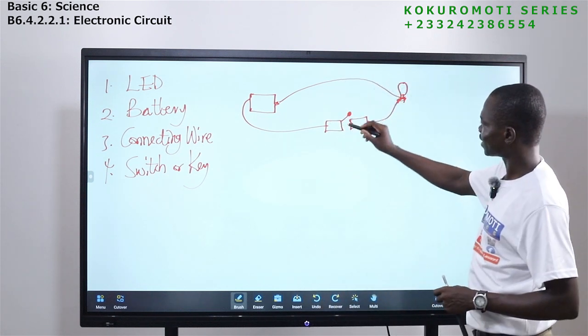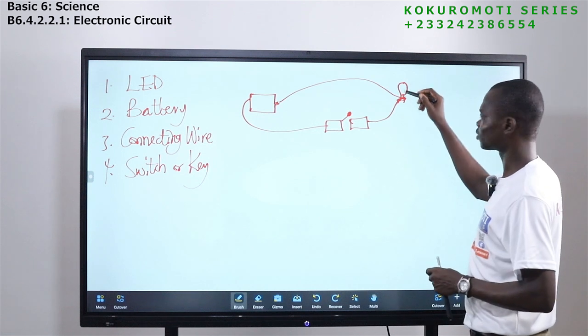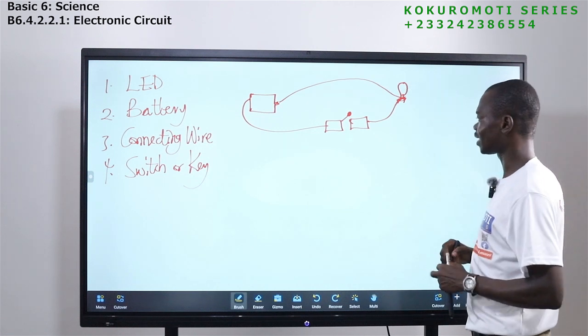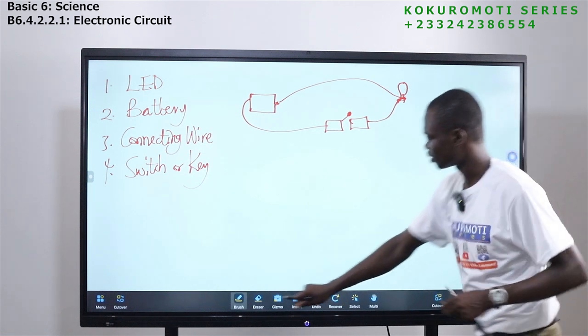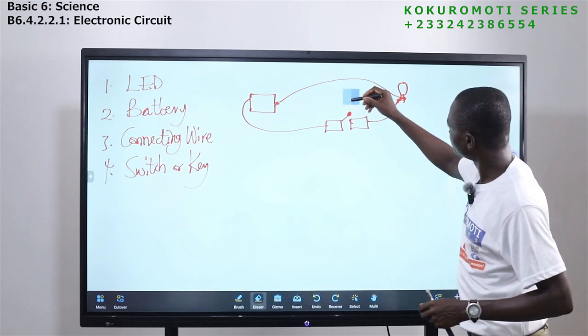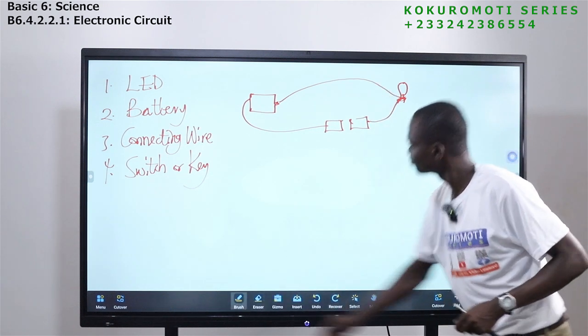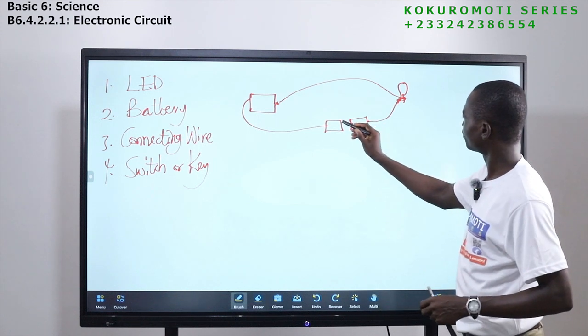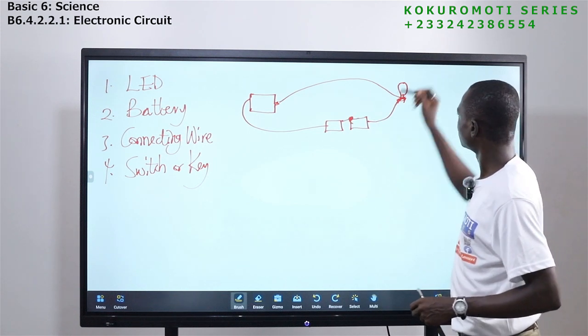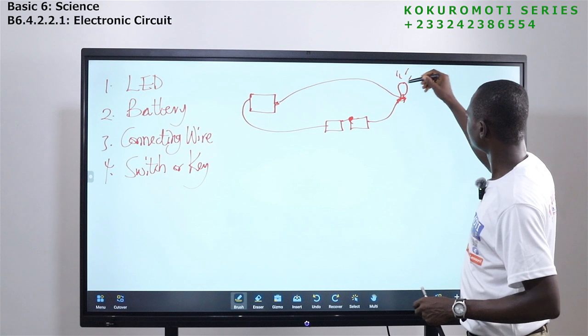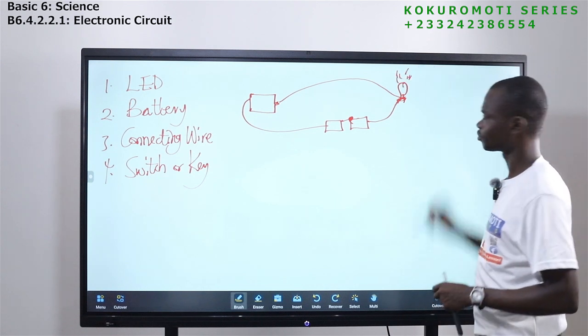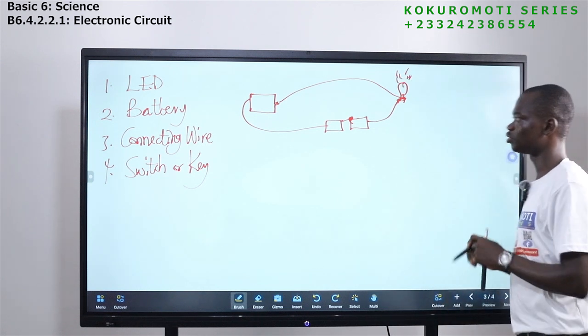Because there is a gap here, there is no light coming from the lead. But if this side is closed, you see light coming from the lead. Now, this is how you draw it.